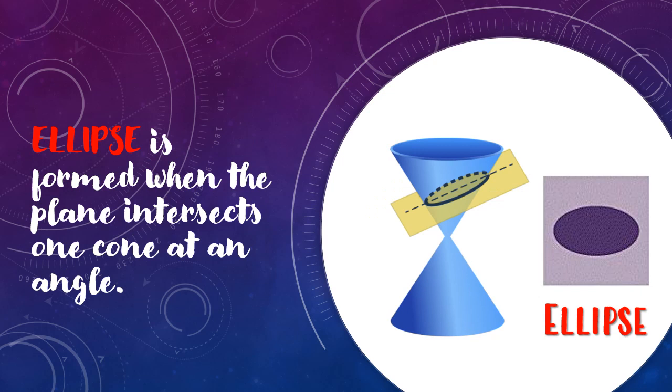Okay, next we have the ellipse. An ellipse is formed when the plane intersects one cone at an angle, at an angle other than 180 and other than 90 degrees. So, if we intersect the plane at any angle other than 180 and 90 degrees, then we can form an ellipse.